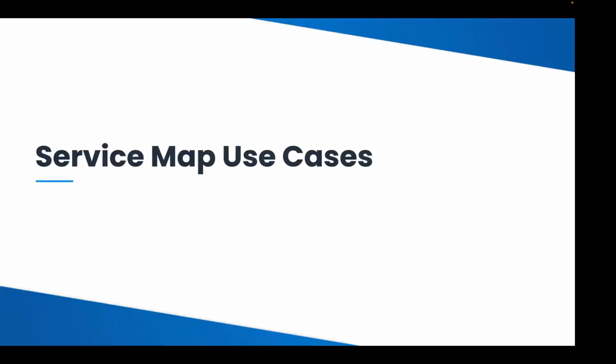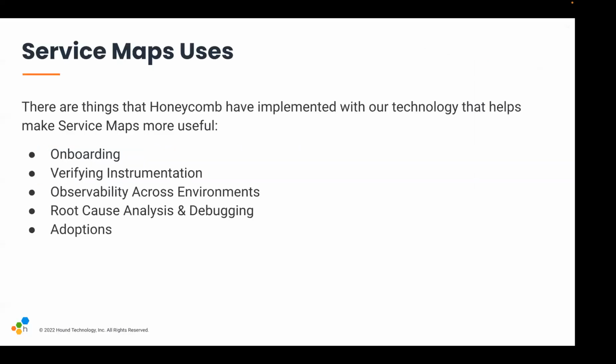Then we have service map use cases. Service maps are great for seeing the association between your systems, but there are other use cases as well. Before I go into the whole story about this, I do want to show you what a service map looks like so you can have a little bit of context.